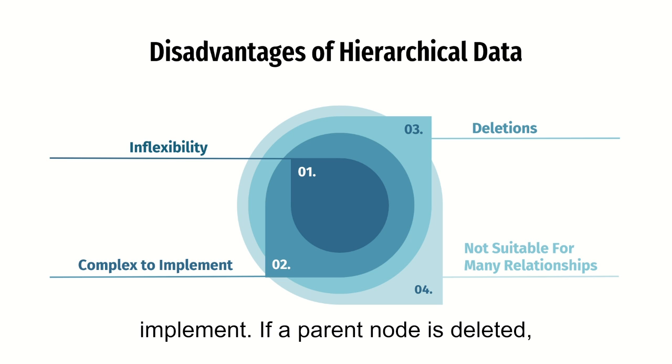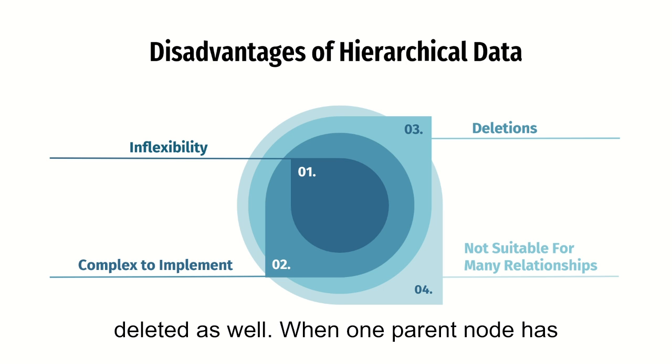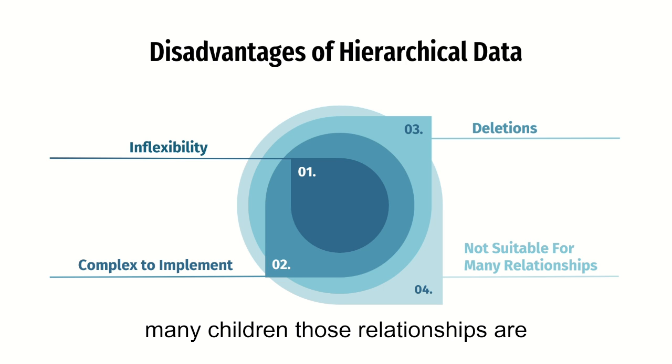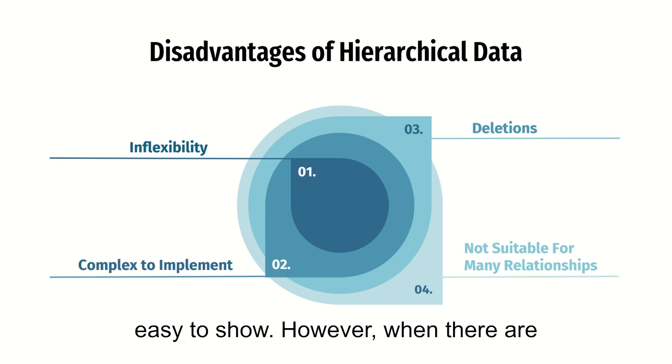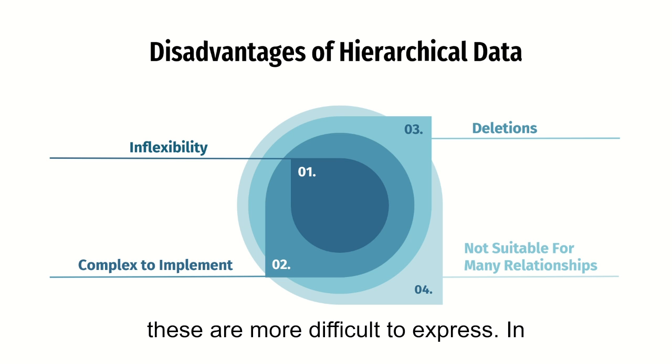If a parent node is deleted, all the child nodes are automatically deleted as well. When one parent node has many children, those relationships are easy to show. However, when there are multiple parents and multiple children, these are more difficult to express.